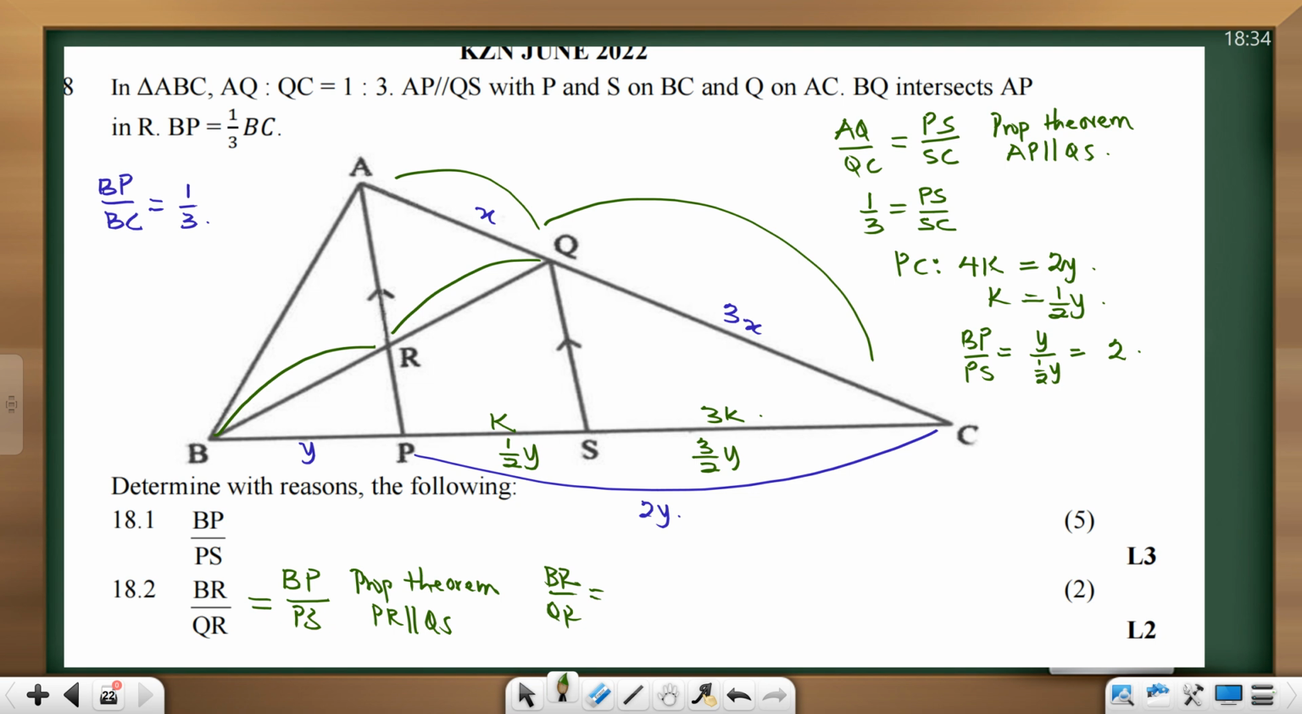What is our BP? y. What's our PS? 1 over 2y, right? Oh, we already have BS from the first one, right? We can just write 2 there. That's why it's 2 marks, because it will be 1 mark here, and because we already have this.